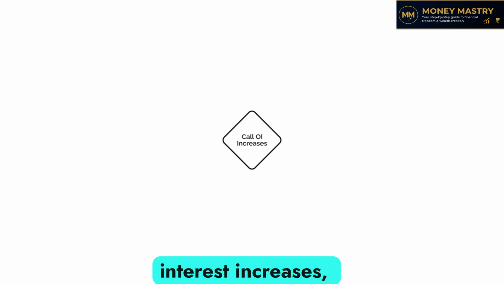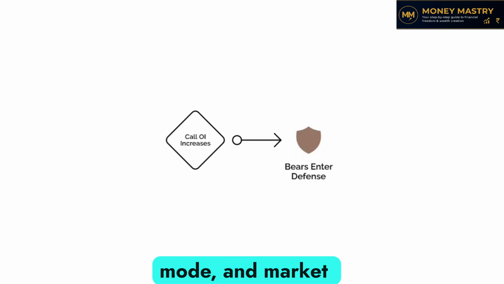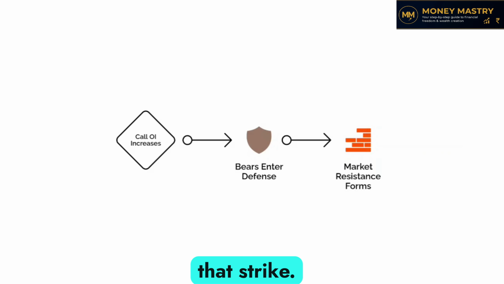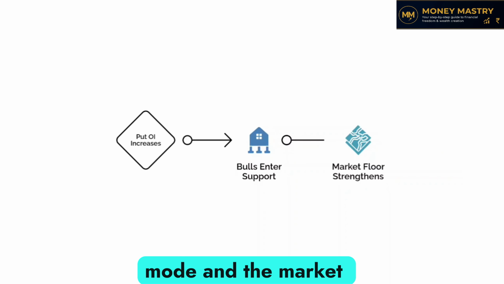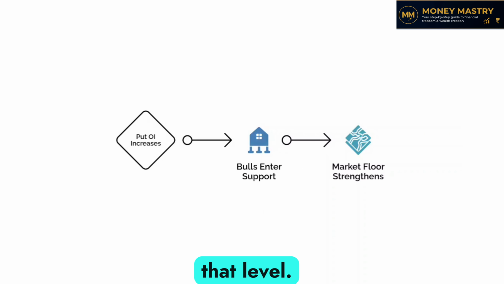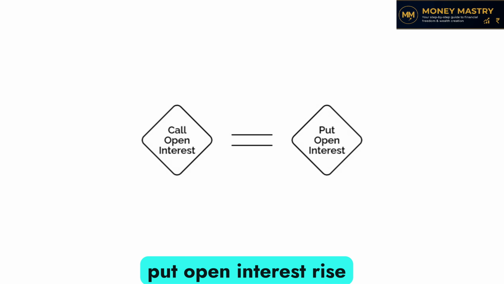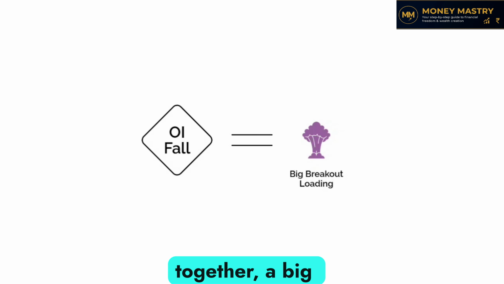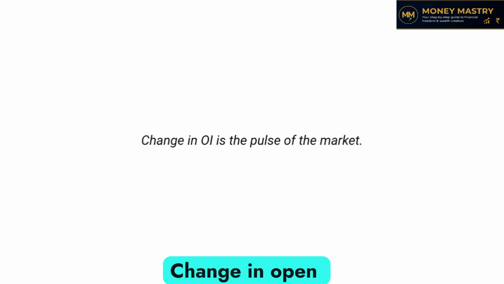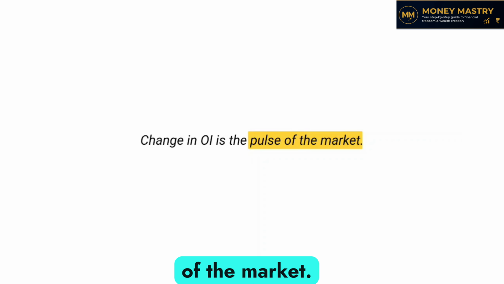When call open interest increases, bears enter defense mode and market resistance forms at that strike. When put open interest increases, bulls enter support mode and the market floor strengthens at that level. When both call and put open interest rise together, it signals sideways market expectation. When both call and put open interest fall together, a big breakout is loading. Change in open interest is the pulse of the market.